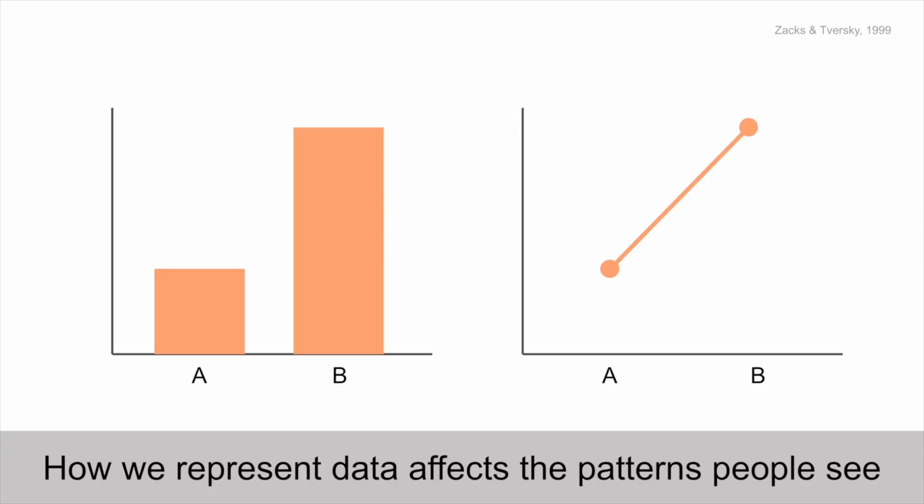So Zacks and Tversky in '99 showed people two-value graphs once again, but they asked them to describe what they saw. When shown a bar chart, people would say something along the lines of, B is bigger than A. But when they were shown a line graph, people would say, oh, the values are increasing. The key takeaway here is that the way we represent data actually changes the intuitive patterns people see in that data and the questions that they might want to ask.